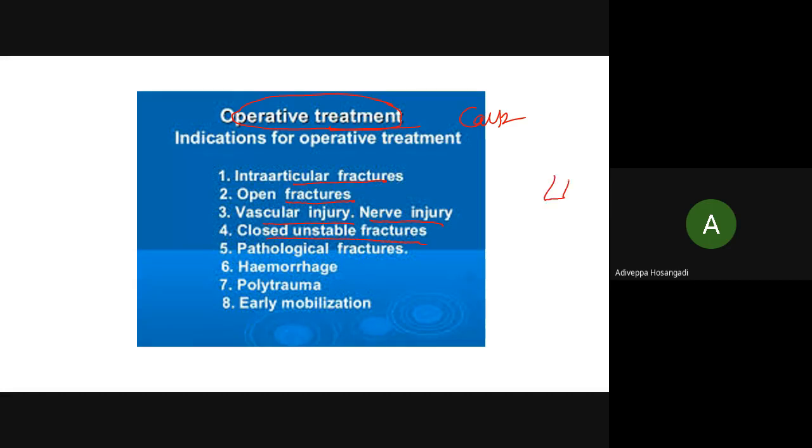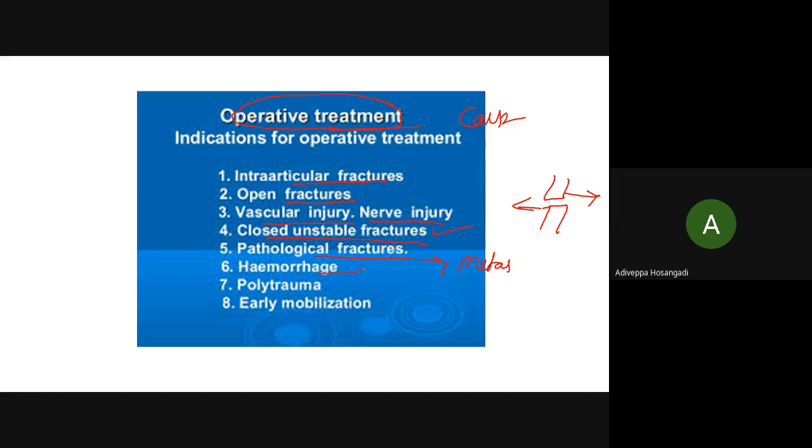If you reduce the fracture closed without opening the fracture site, but it is again redisplacing, it is unstable. It is not maintaining the alignment. Then also you operate. Pathological fracture is generally secondary to metastasis or malignancy.